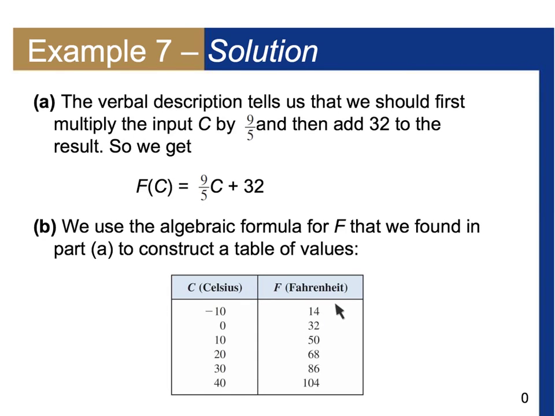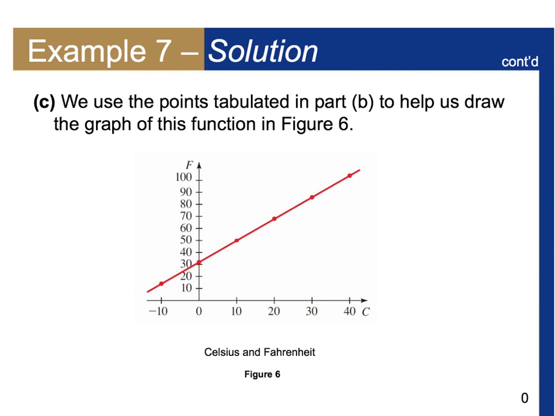Here's a table of values, and we're just using different values. Here C is 0, F is 32; C is minus 10, F is 14; when C is 10, F is 50; C is 20, F is 68; when C is 30, F is 86, etc. So just a table of values. We're not using all the values, but a certain number of them there. And then finally, this would be a graph of our function F of C.